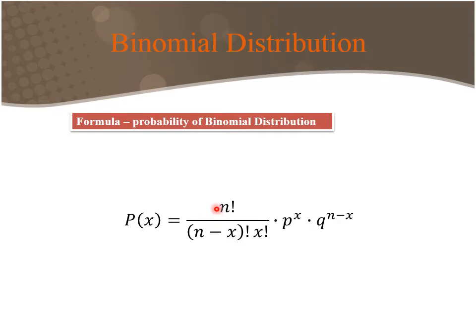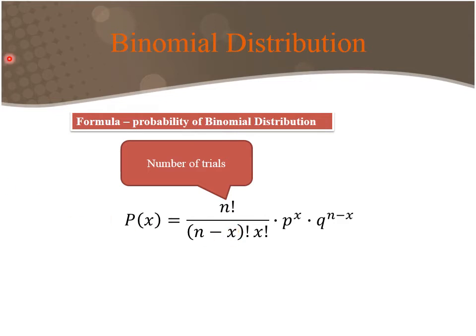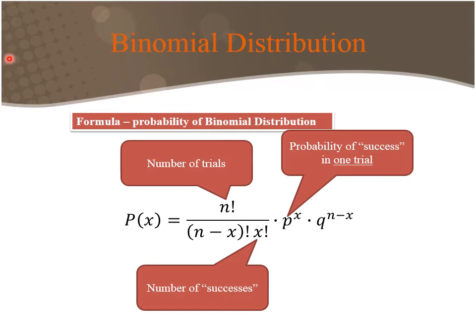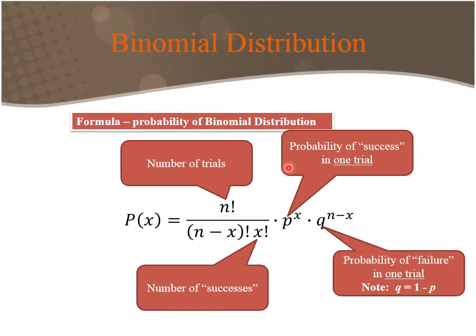So this would be, in the previous example, the number of questions that we're answering, or in general, the number of trials. The x, in the previous example, is the number of successes, or the number that we're going to get right, which we said was 4. But in general, it's just the number of successes that we're interested in. The p is the probability that on any one trial we'd get a success. And the q is the probability of a failure. We can always calculate that by saying q is 1 minus p. So 1 minus the probability of a success will give us the probability of a failure.